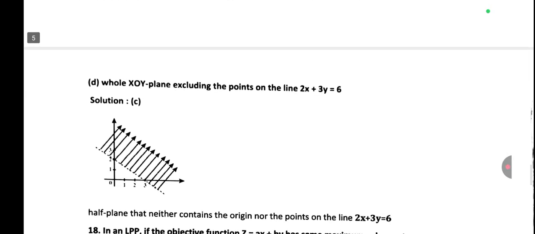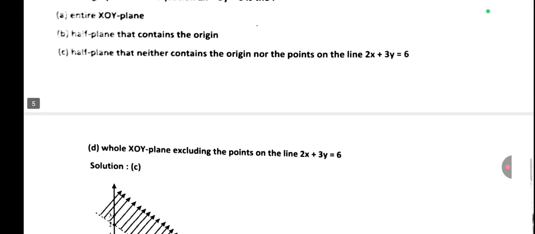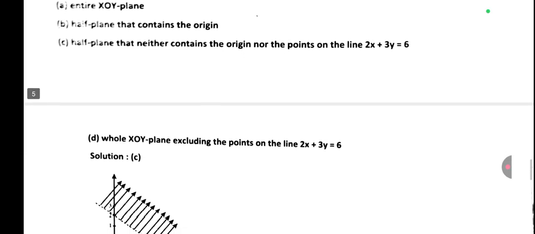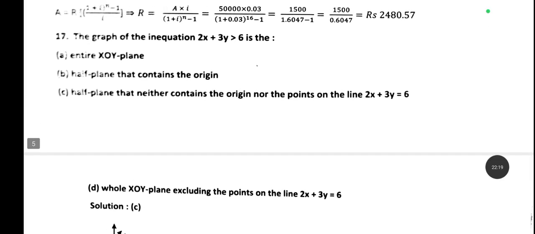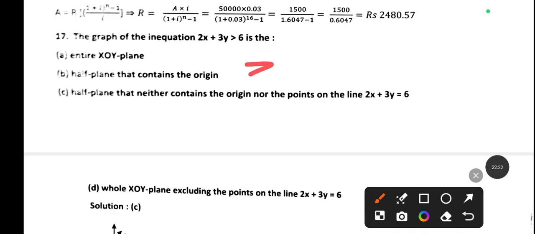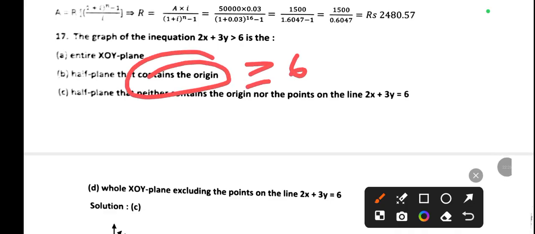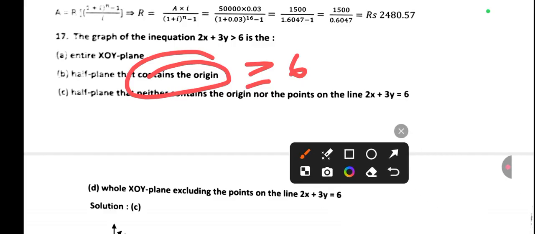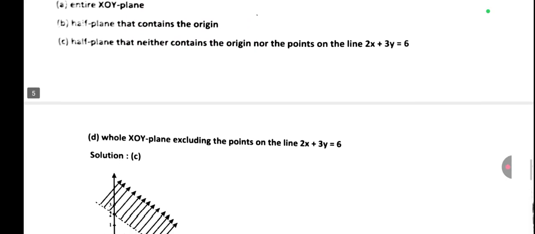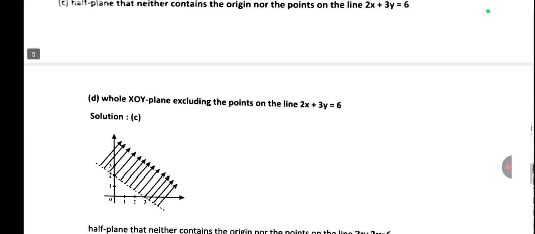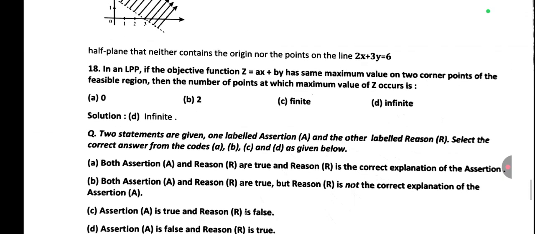And even 2x plus 3y equal to 7 also not there. So C is the correct answer, check. Because greater than 6 they said. Suppose they said greater than or equal to 6, then the half plane that contains the origin will be the answer. Yes or no, children? So greater than 6, then only the half plane neither contains the origin nor the points of the line.